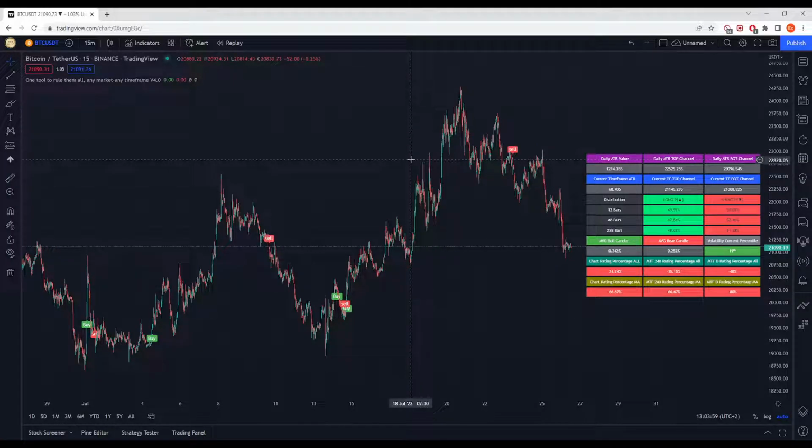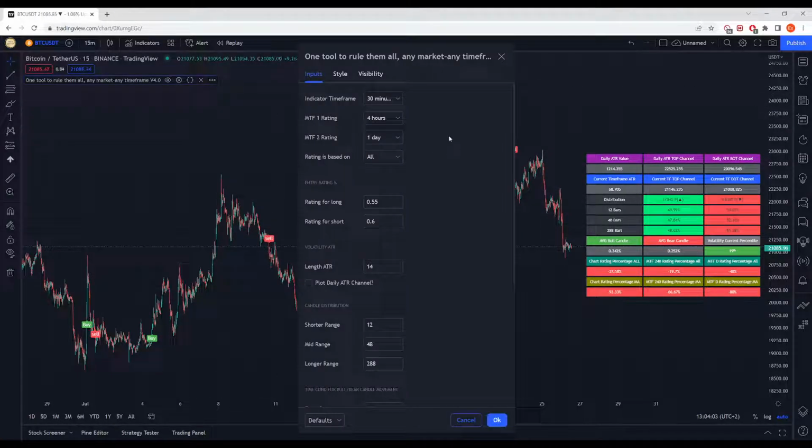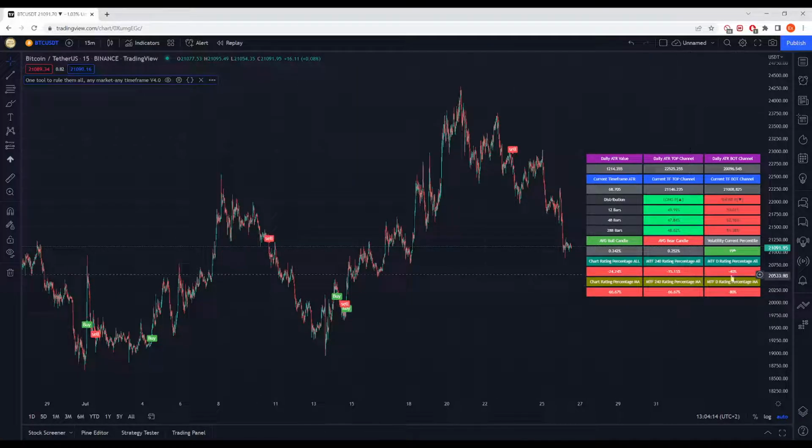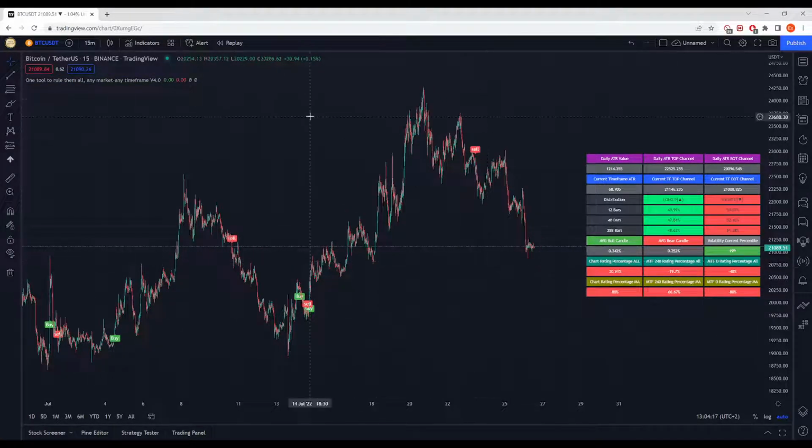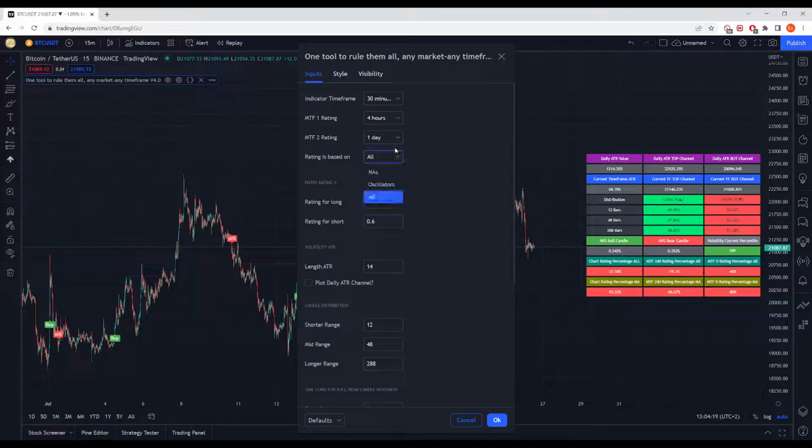So this is the first part and the first addition with the strategy. At the same time, you can see that here we are going to have MTF rating 1 and MTF rating 2. In this case, these ratings we are going to plot here in the table. So what is it telling us? We have three types of calculation of the rating.